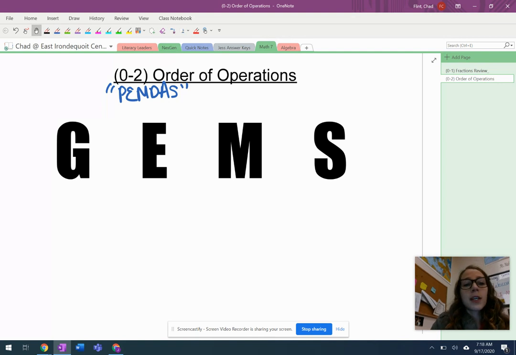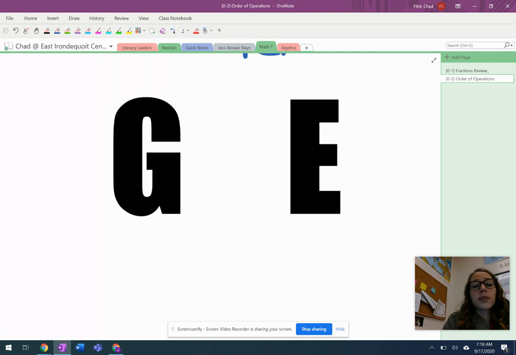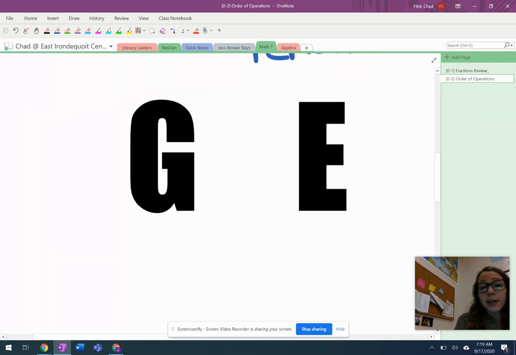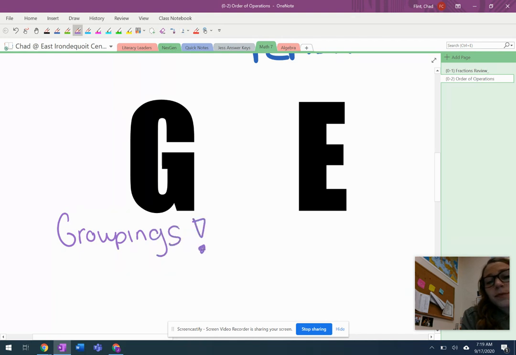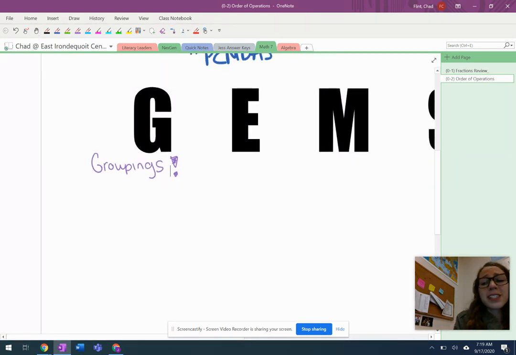So GEMS, starting with the G first. The G is also very similar to what the P stands for in PEMDAS. The G stands for groupings. And the reason I use G for groupings instead of P for parentheses is because groupings can be considered more than just parentheses. There's more than just parentheses that you can use to group numbers together.